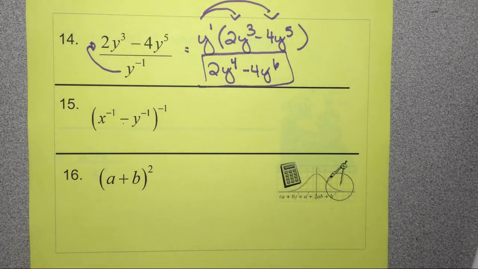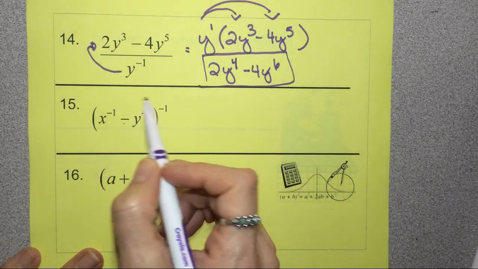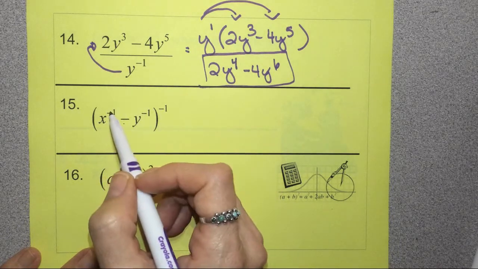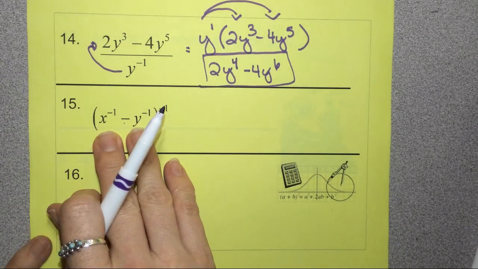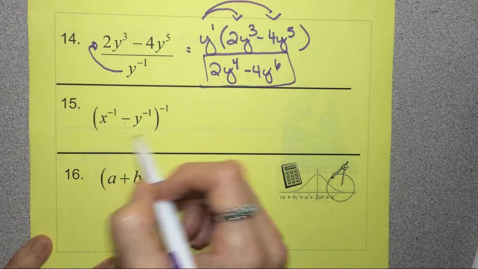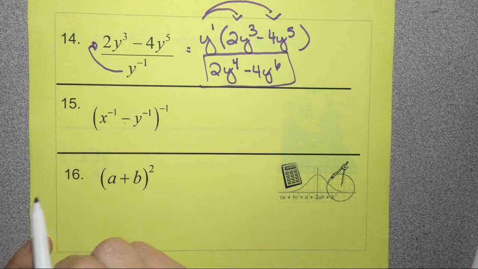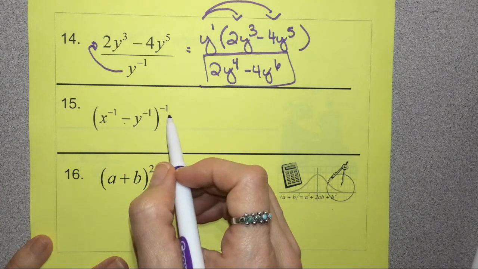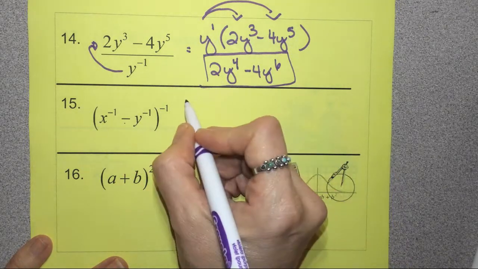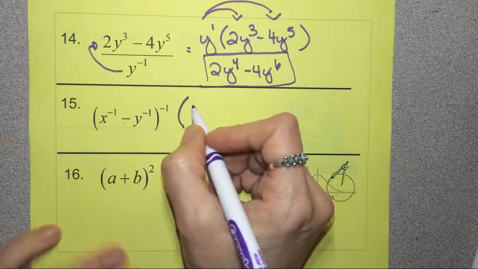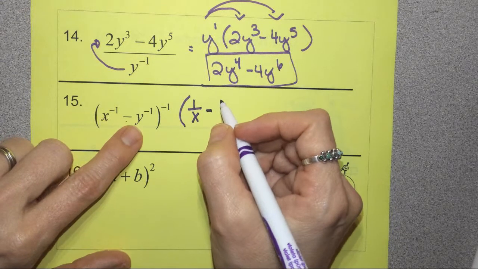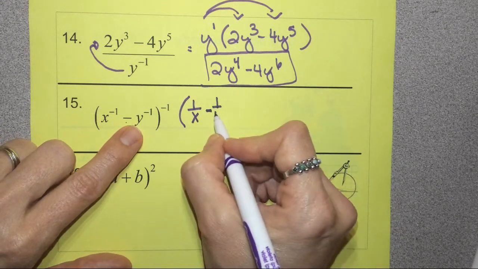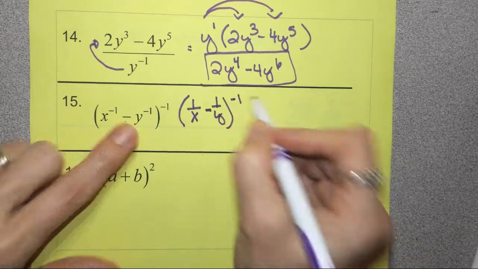All right, number 15 is really different because what a lot of y'all want to do, because we've been doing this over and over, is distribute these 2 exponents. You cannot do that because there are 2 terms. But what I can do is go on the inside and get rid of my negative exponents, and then once I get rid of those, I can take care of the one on the outside. So I'm going to go inside and rewrite x to the negative 1 as 1 over x minus y to the negative 1 as 1 over y, all raised to the negative 1.